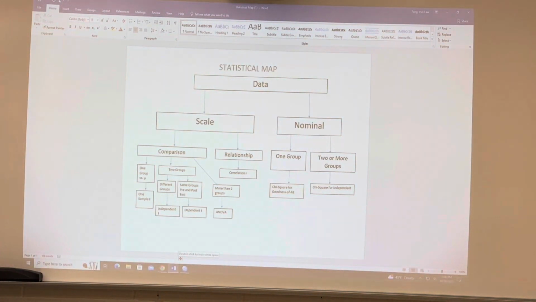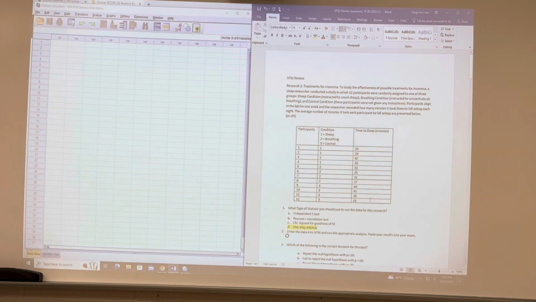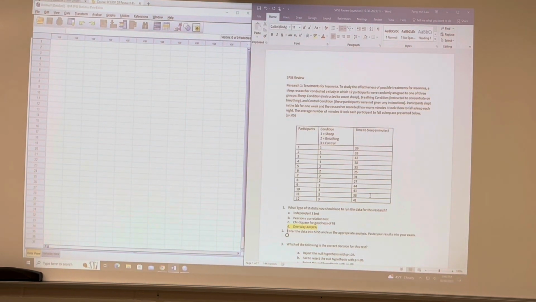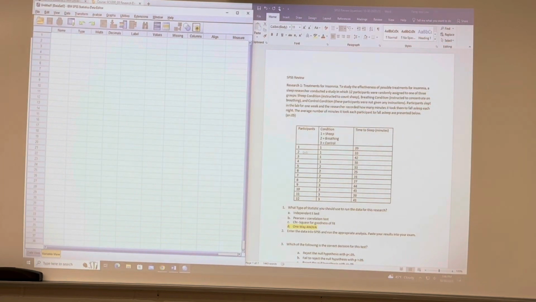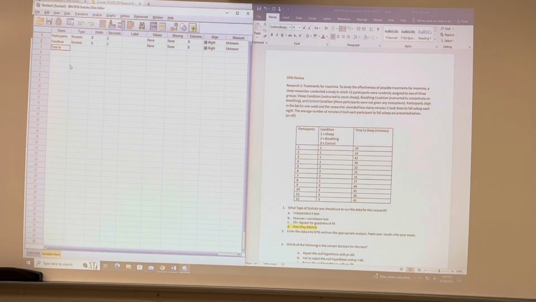If we think that is the answer and you understand, the next step is how do we run it? I give you the data here. Let's work together. Go to your Variable View and put down all these variables: put down participants, put down condition, put down time to sleep.